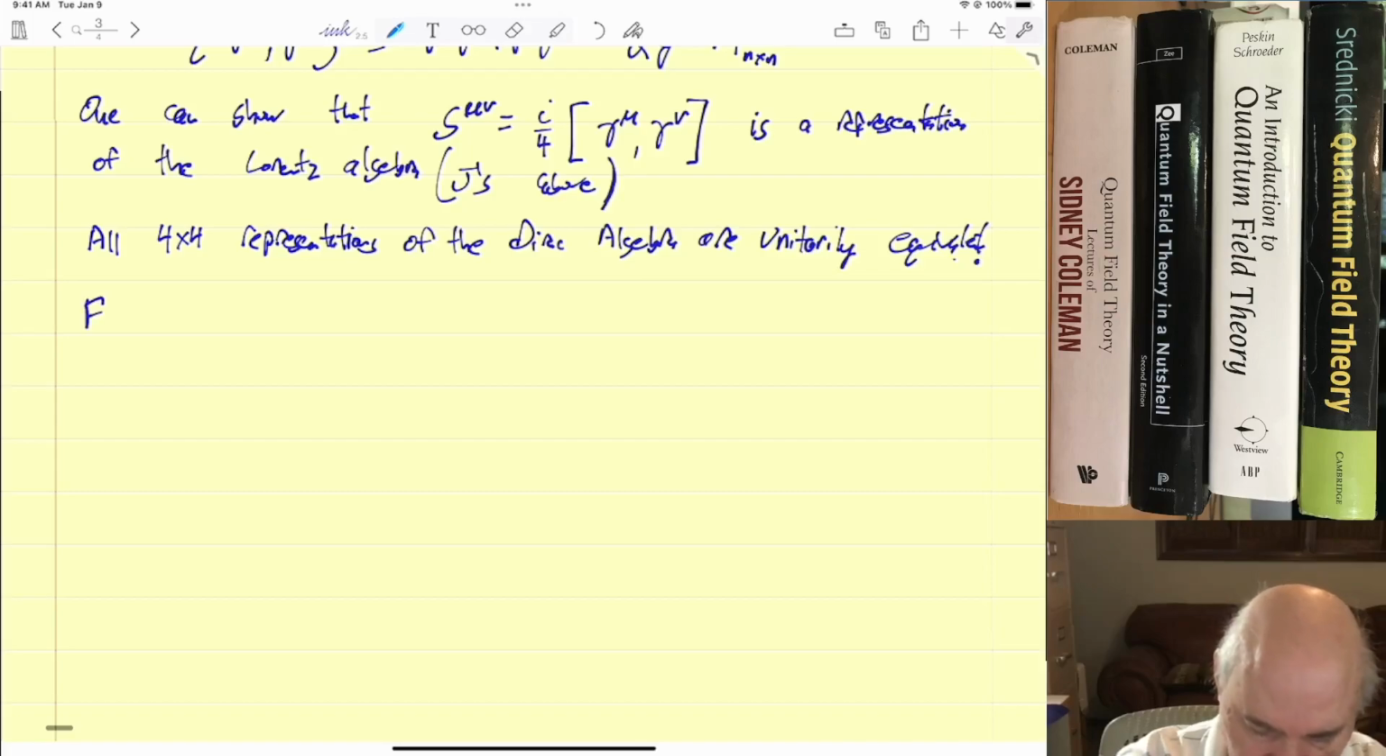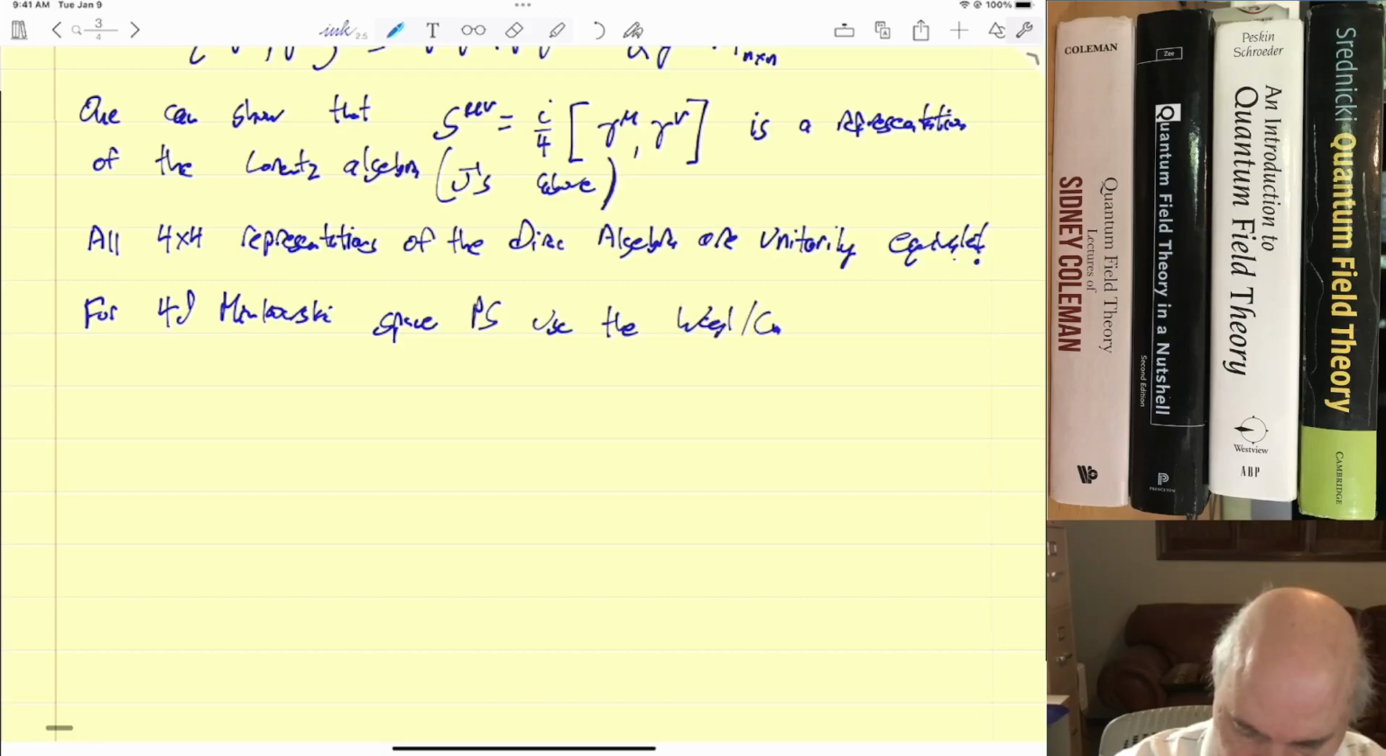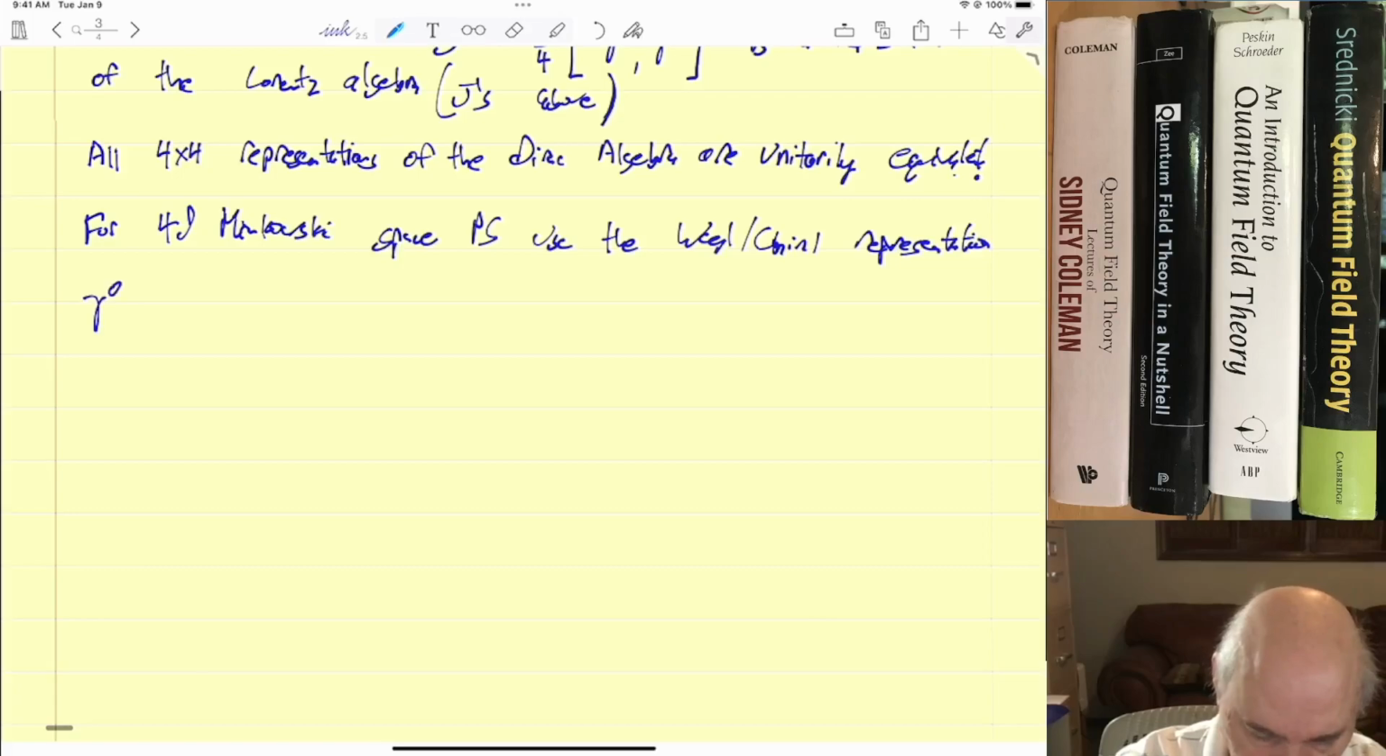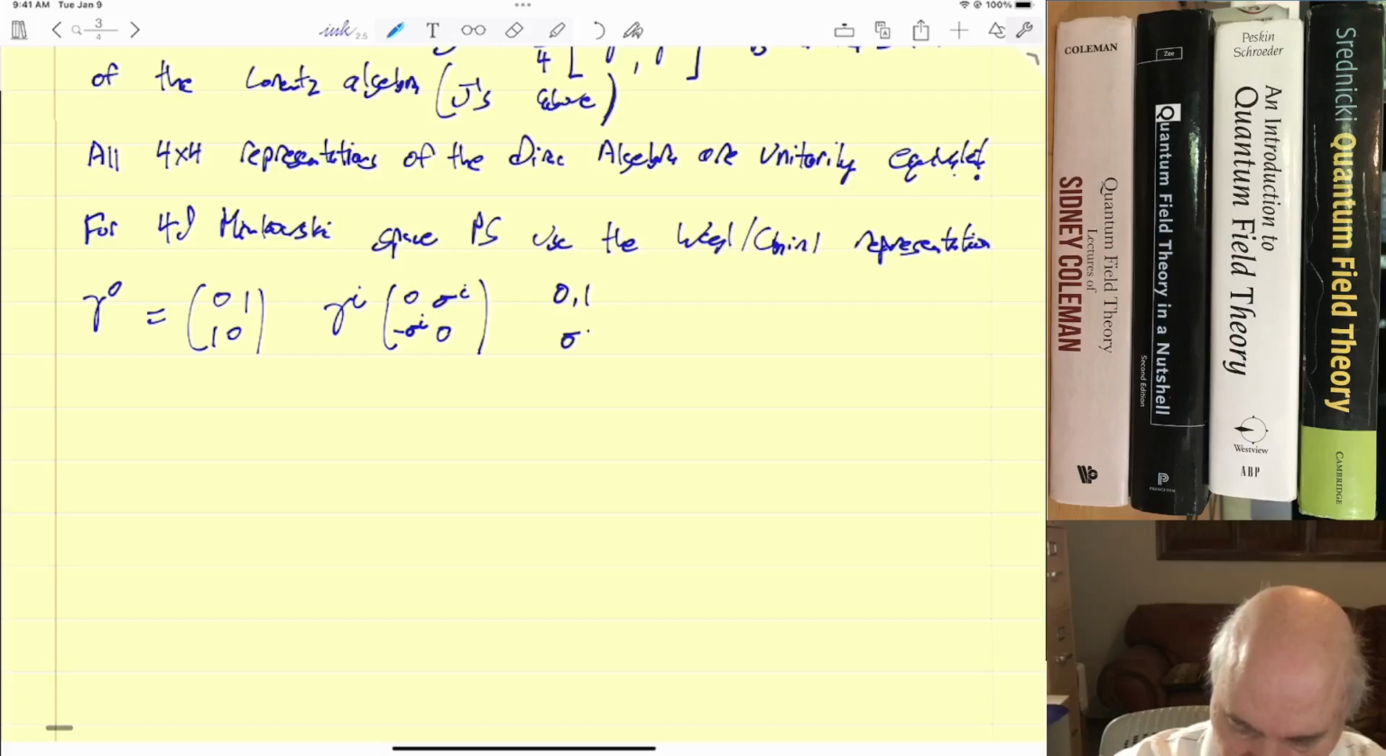So if we're working in four-dimensional Minkowski space, Peskin and Schroeder use what they call the Weyl chiral representation. They define their matrices, gamma 0 as 0, 1, 1, 0, and gamma i as 0, sigma i, minus sigma i, 0. These are all the zeros and the ones and the sigmas. Sigmas are the Pauli matrices.